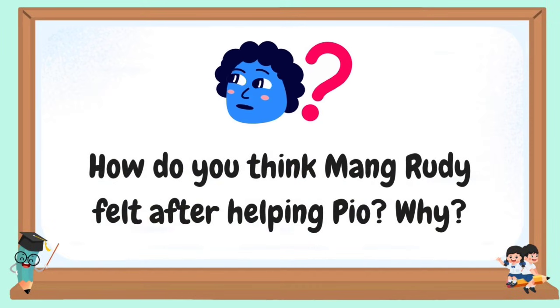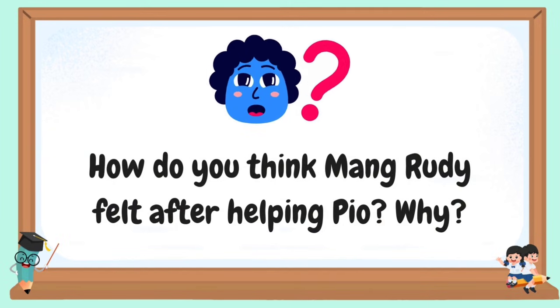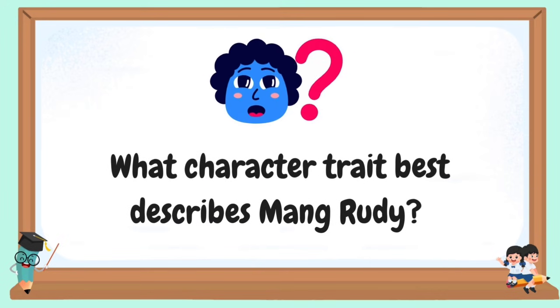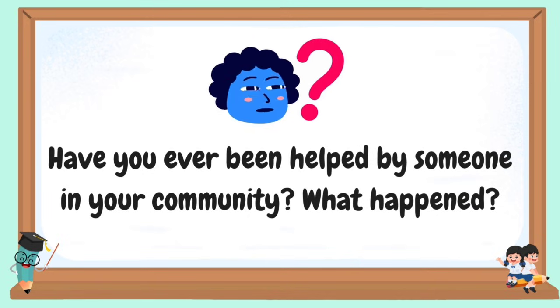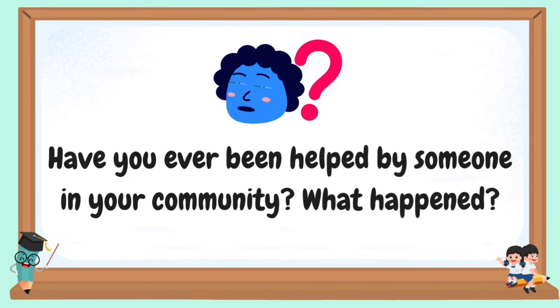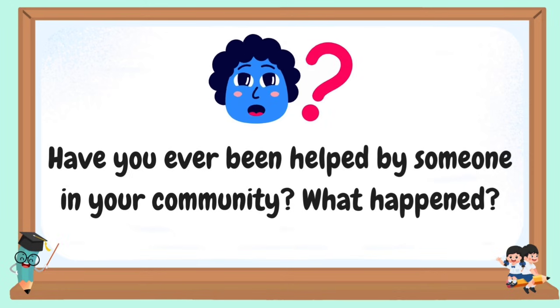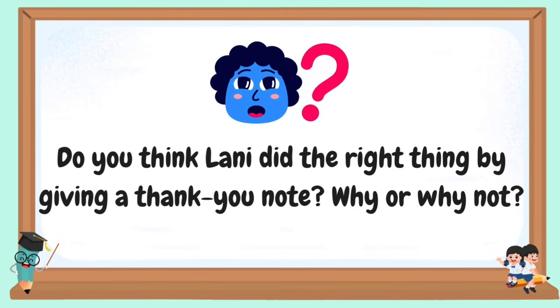How do you think Mang Rudy felt after helping Pio? Why? What character trait best describes Mang Rudy? Have you ever been helped by someone in your community? What happened? Do you think Lani did the right thing by giving a thank you note? Why or why not?